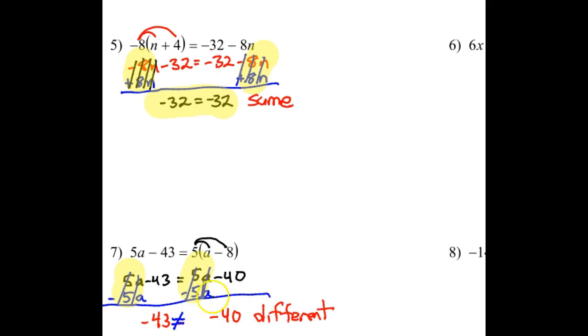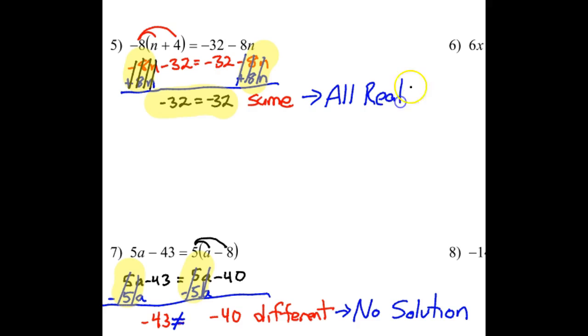And just to get to the point, when you have something that's different, that's when you write no solution. And when you have something that's the same, that's when you write all real numbers as your final answer.